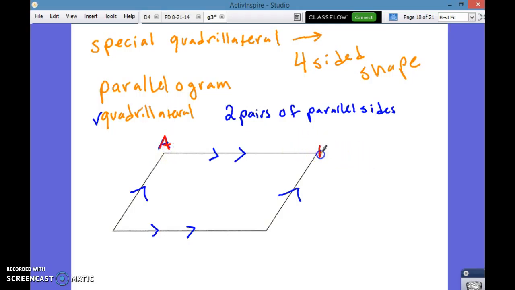We have point A, B, C, and D. So we can see, because of the arrows, AD is parallel to BC. We can also see that AB is parallel to DC. This is the definition of a parallelogram. Notice again, all it needs is 2 pairs of parallel sides. Emphasis being 2, because there is one special quadrilateral where it only has 1 pair of parallel sides. 2 pairs of parallel sides.